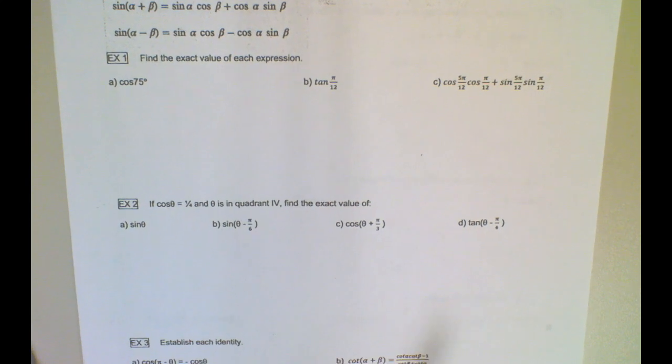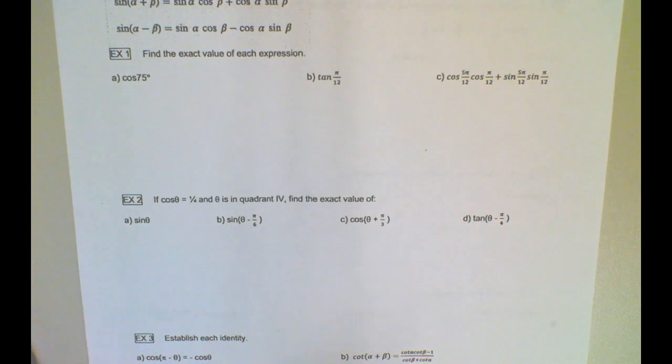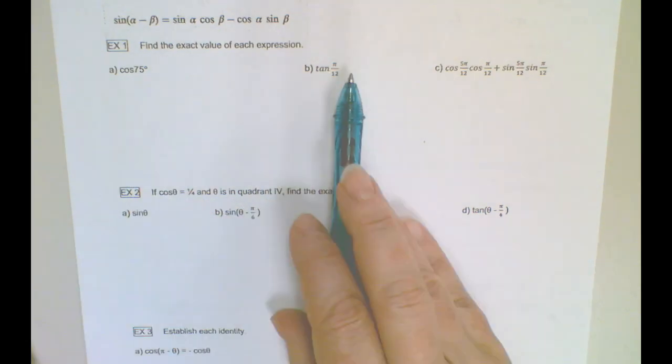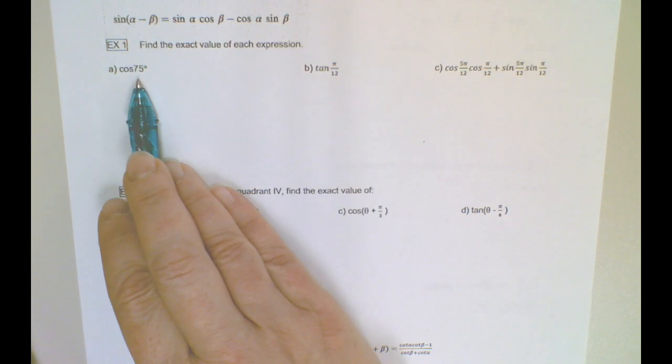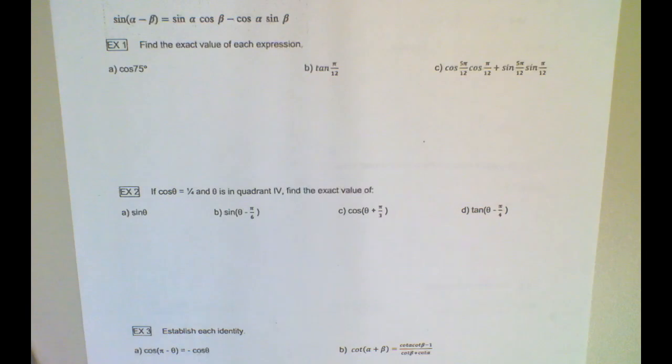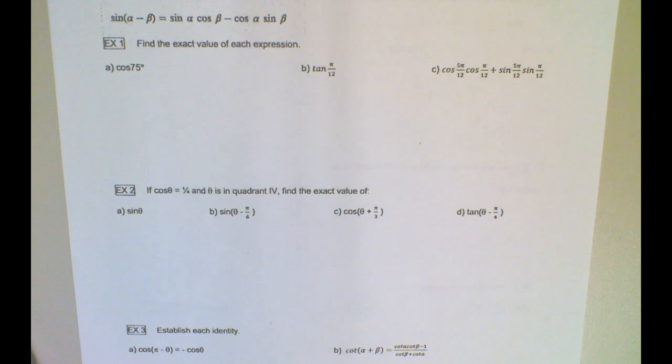All right, so example 1, find the exact value of each expression. Notice that each of these angles that we're trying to find a trig value for is not one of our unit circle values. So 75 degrees isn't a unit circle spot, neither is pi over 12, neither is 5 pi over 12. That's why we need these additional identities so that we can get exact values. You do not need a calculator. In fact, your calculator is useless in this case because it asks for an exact answer. That means decimals are not going to be accepted.